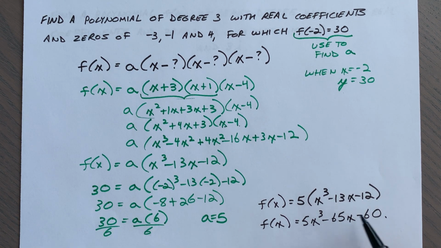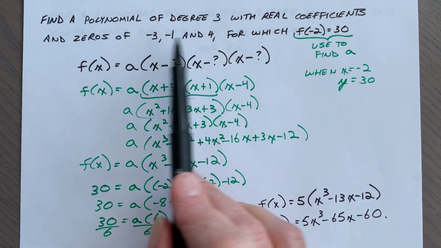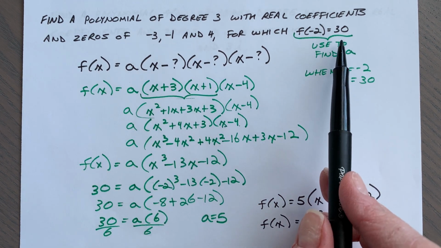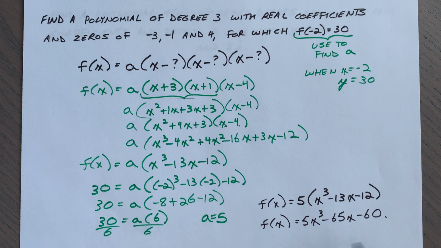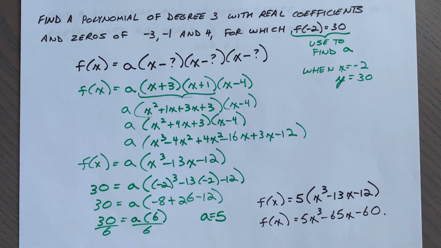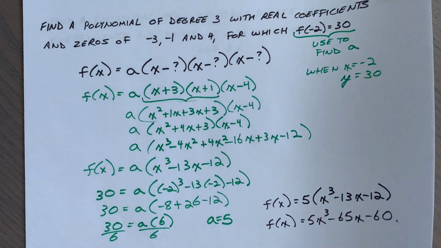So here is how we can use given information about zeros and our function to write the polynomial function. And we're going to try one more.